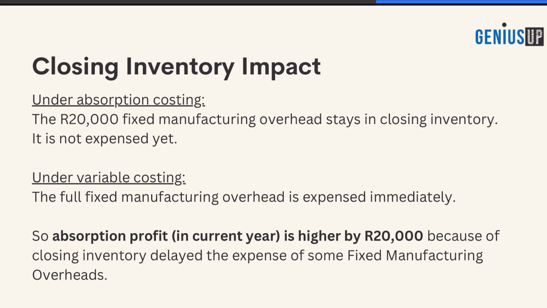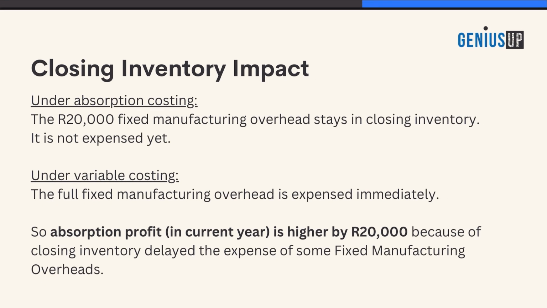However, under variable costing, the full fixed manufacturing overheads are expensed immediately. So absorption profit in the current year will be higher by 20,000 because closing inventory delayed the expense of some of the fixed manufacturing overheads. However, under variable costing, we expensed them in full, meaning that the profit under variable costing will be low. However, absorption costing profit will be higher.